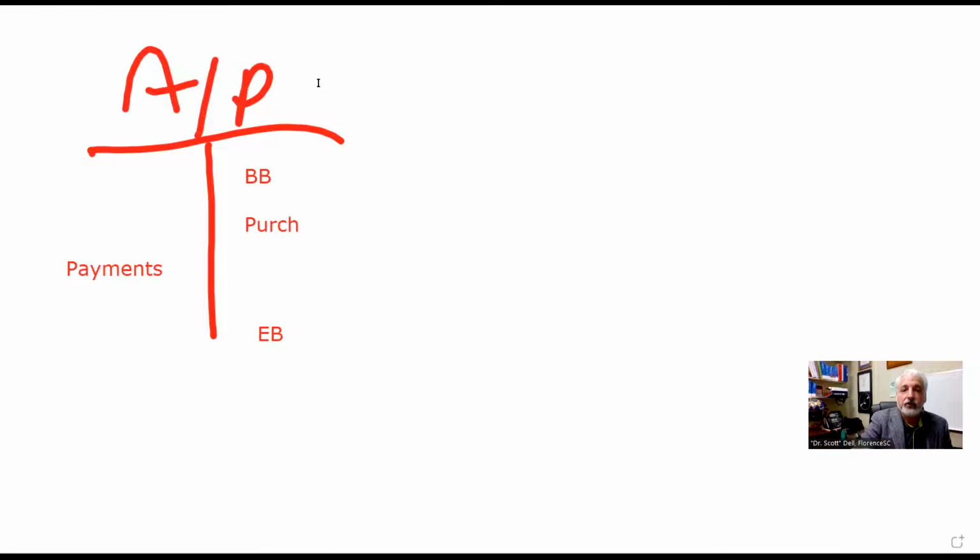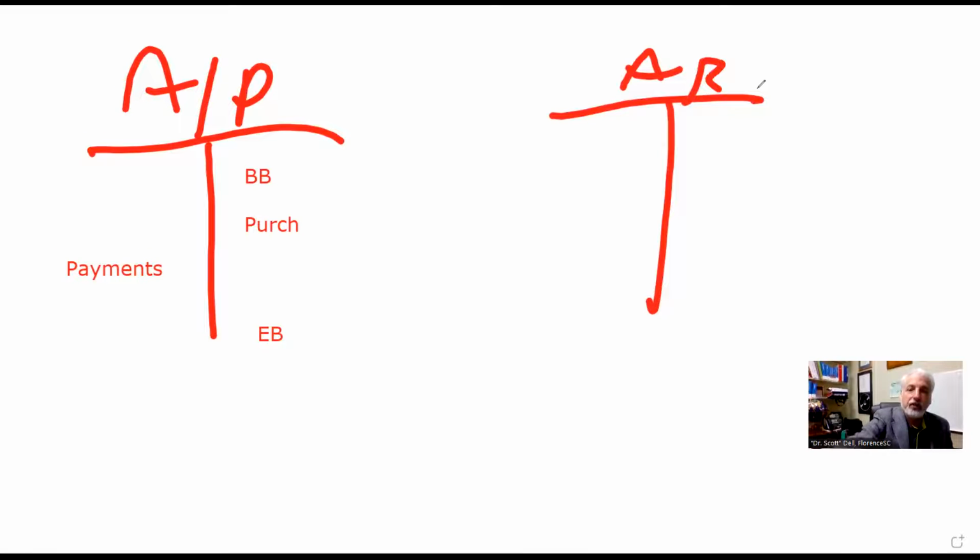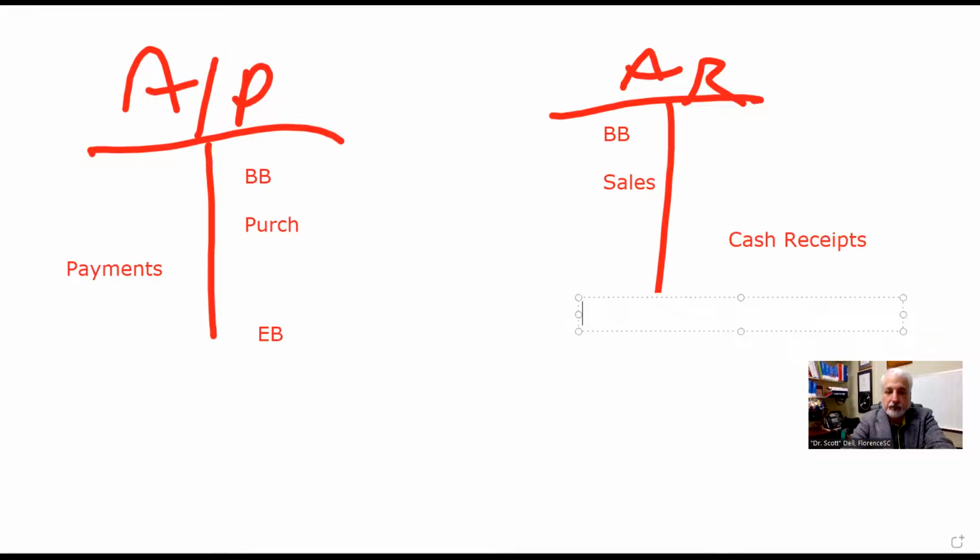It's kind of the opposite for receivables. Receivables is not purchases, but sales. When I have a beginning balance on my receivables, and then I add to that sales, and I subtract from that cash receipts, I get an ending balance. So that's how the big picture looks.